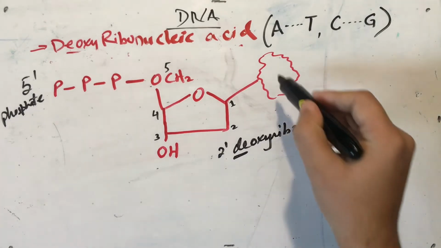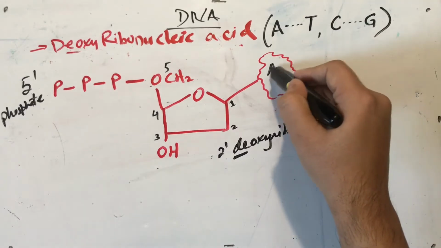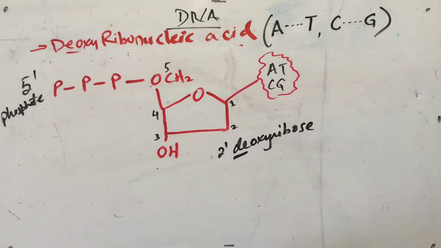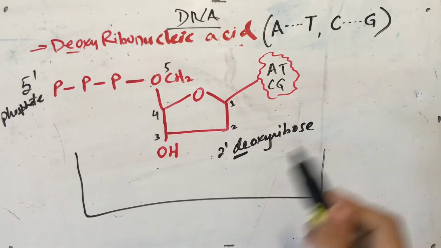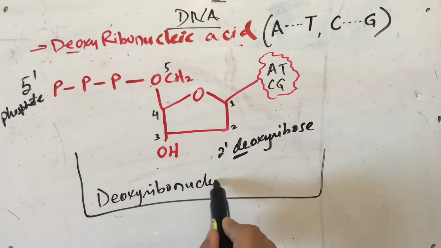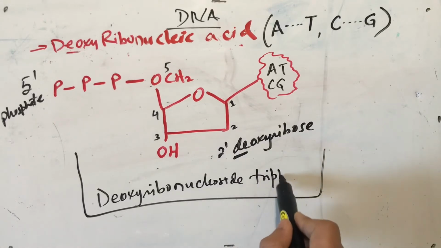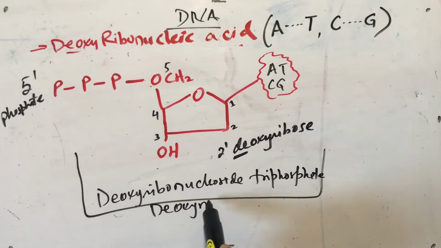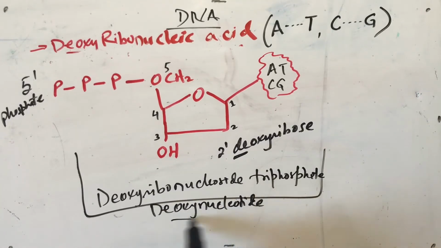And this guy right here, you could have either A, T, C, or G. Not all of them, either one of the 4. Okay, and that's the basis. This whole thing is called deoxyribonucleoside triphosphate. Or you can also call it simply deoxynucleotide. Okay, either of them is fine.